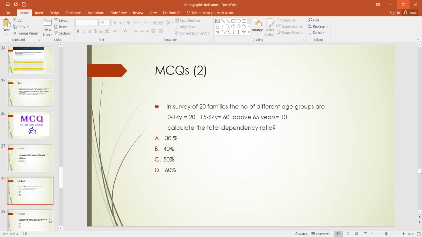In a survey of 20 families, the numbers in different age groups are given: 0 to 14 years, 20%; 15 to 64 years, 60%; and above 65 years, only 10% in this survey. Calculate the total dependency ratio.